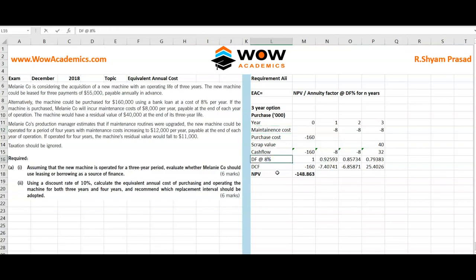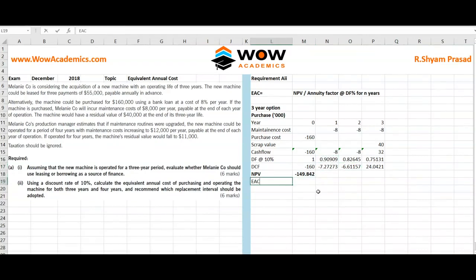The only difference here between requirement 1 and 2 is the discount factor. The discount factor here is 10%. So these numbers will change. So this number will change to 1.1. So done. Our answer comes to minus 149.